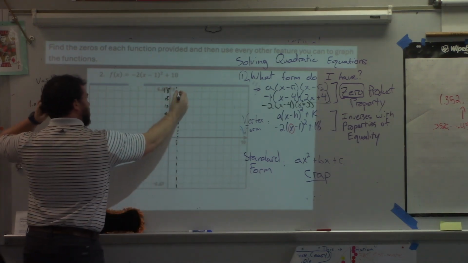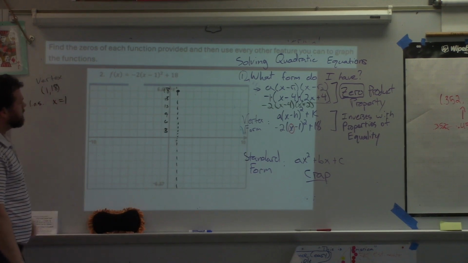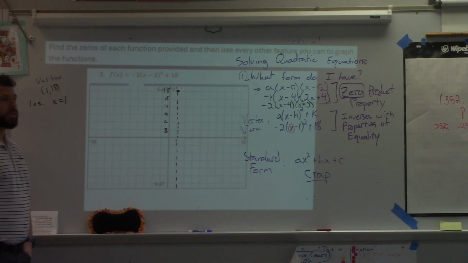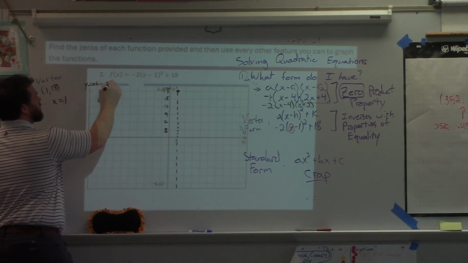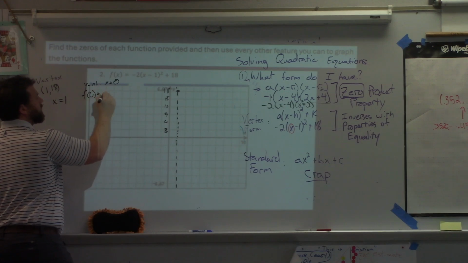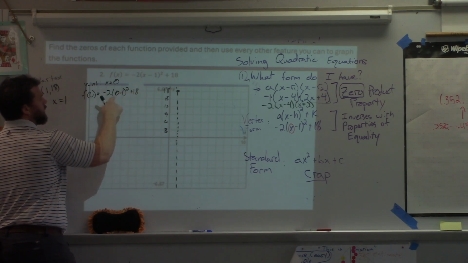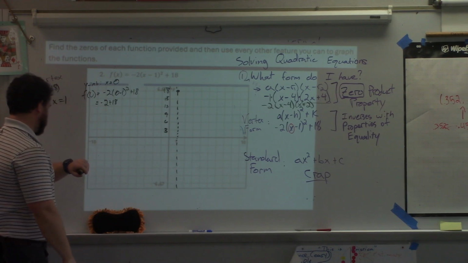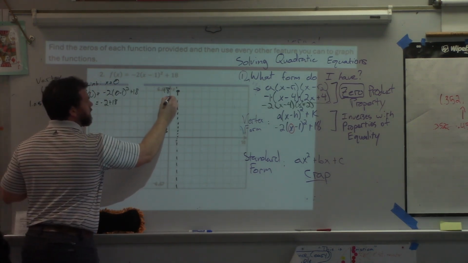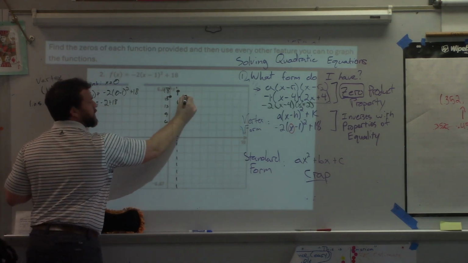So 1, 18. How could I find that y-intercept again? Let x equal 0. So for the y-intercept, x equals 0. So f of 0 equals this, and that's going to be 1. Negative 2 times 1 is negative 2. And what's negative 2 plus 18? 16. All right. So I get this point over here from symmetry.